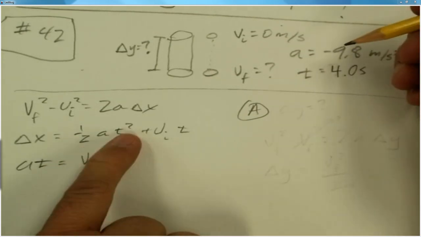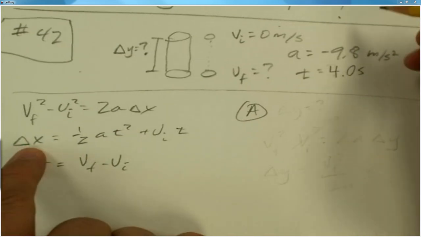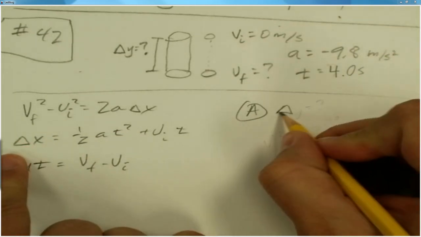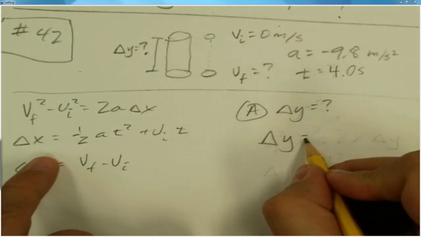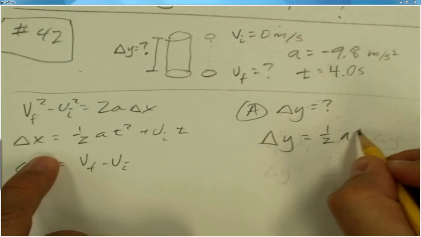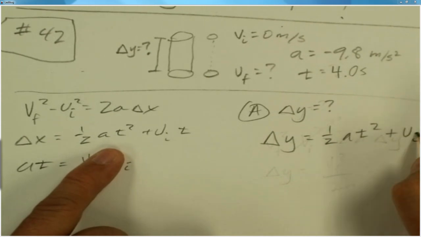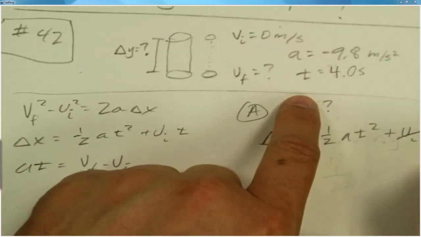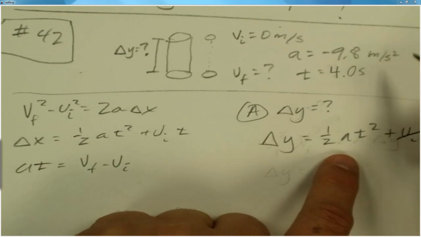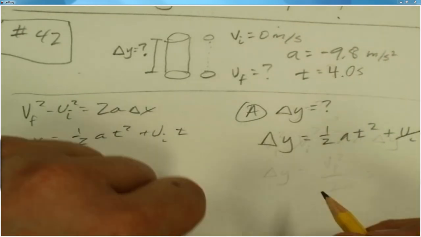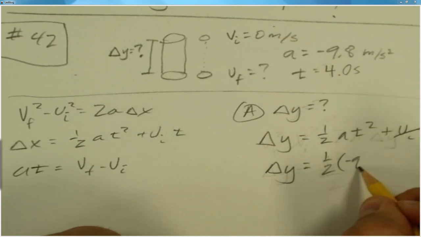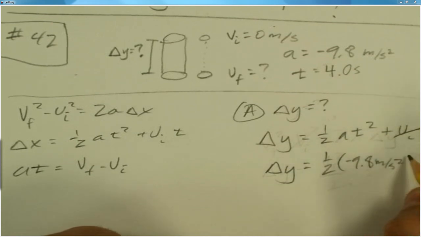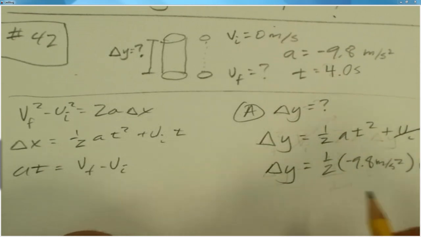Now let's see how this changes things. So now I have a and t. Now I'm liking this equation more. We're going to go with this equation. It's still delta y that I don't know, but I'm going to use this equation. Now the initial is 0, so that goes away, but now I know a and t, and I'm looking for this. Okay, so this is good. I don't even have to rearrange, no algebra. 1/2 times negative 9.8 meters per second squared times 4 seconds squared.